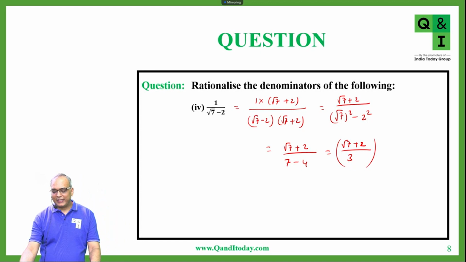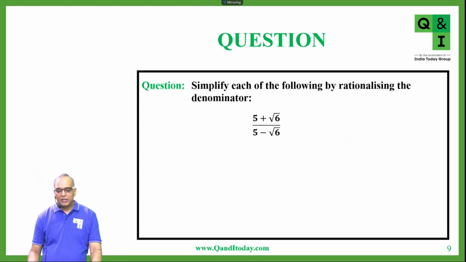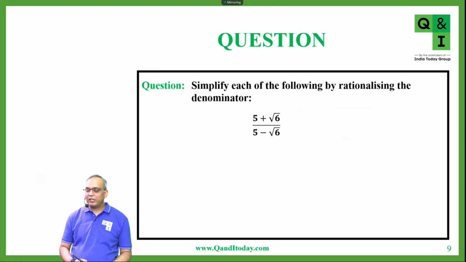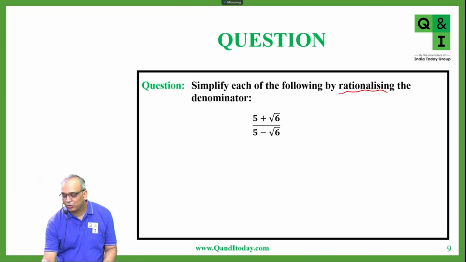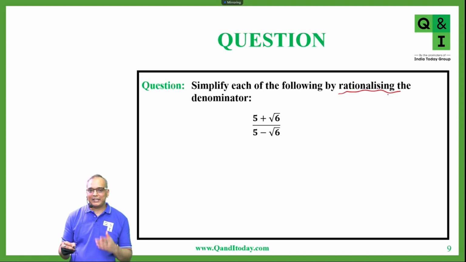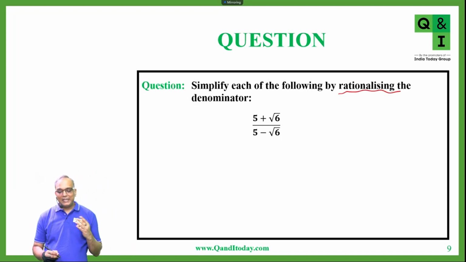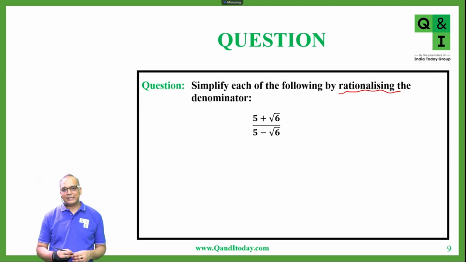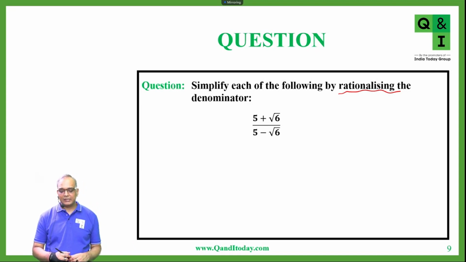Okay, let's move to the next now. Simplify each of the following by rationalizing the denominator. So you have to rationalize the denominator and simplify it. Please attempt this question and then we can discuss it. I'll give you some time to attempt this question.